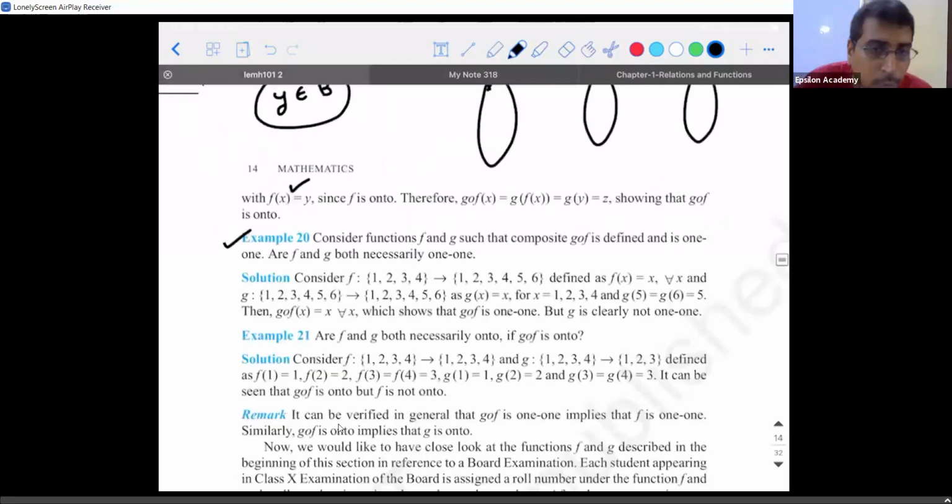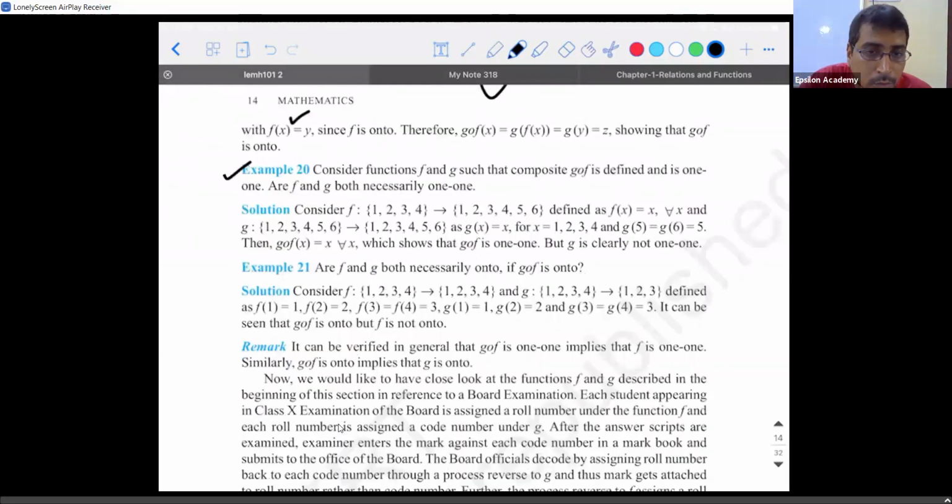So f is a function from 1, 2, 3, 4. They told it is 1 to 1. So when will something fail to be 1 to 1? If the number of elements in the second set is less than the number of elements in the first set. Since they told f is 1 to 1 and g is also 1 to 1, don't take an equal number of elements. If you take equal, there is a possibility that g circle f is also 1 to 1. That is why I am saying don't do that.